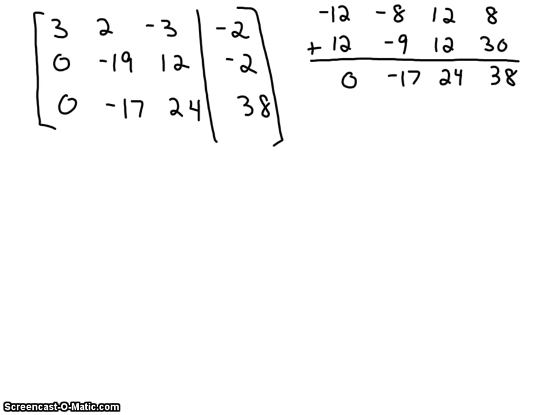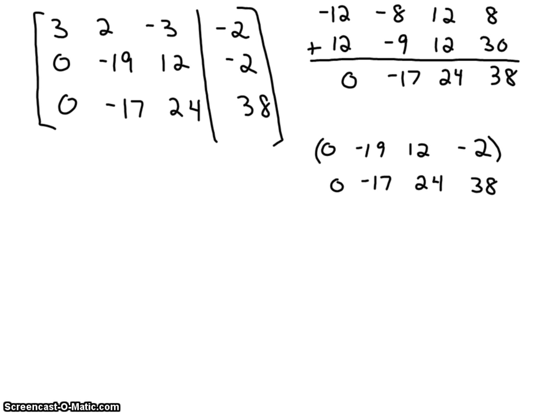Now we're going to use rows 2 and 3. So I'm going to copy down rows 2 and 3. 0, -19, 12, -2. That's row 2. Now row 3. 0, -17, 24, and 38. Okay, we're going to end up with some big numbers here, but that's okay.